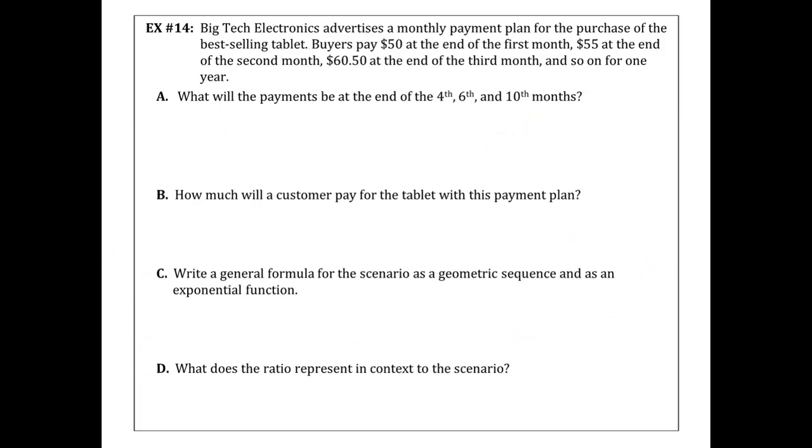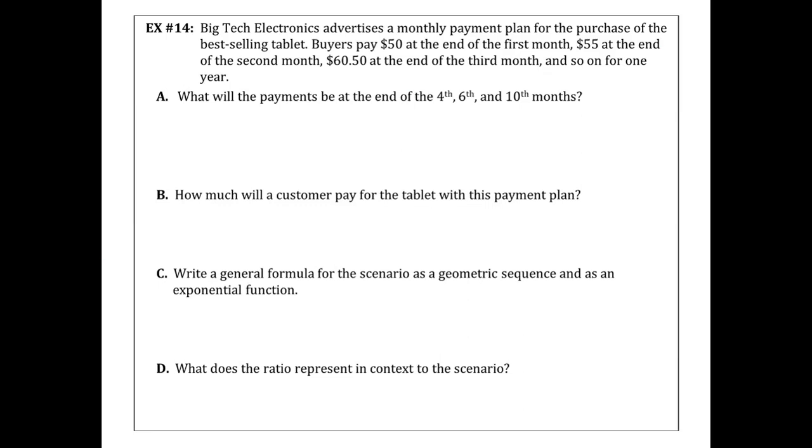All right, here we go. Let's hope I didn't ruin the interpretation of this word problem. Big Tech Electronics advertises a monthly payment plan for the purchase of the best-selling tablet. Buyers pay $50 at the end of the first month, $55 at the end of the second month, $60.50 at the end of the third month, and so on, for 1 year, right?